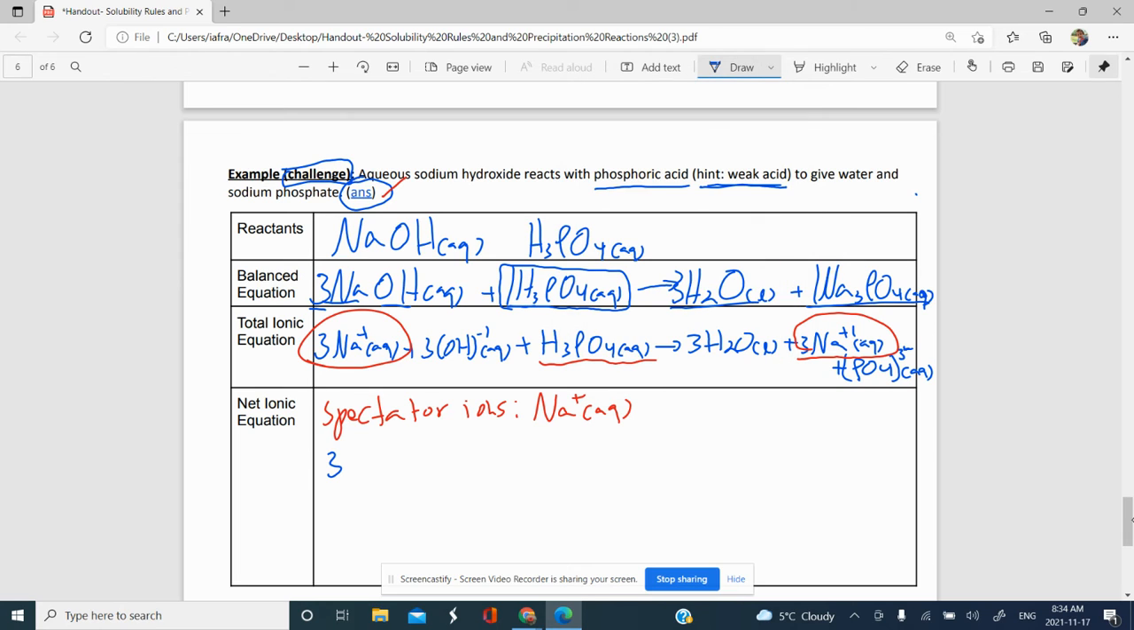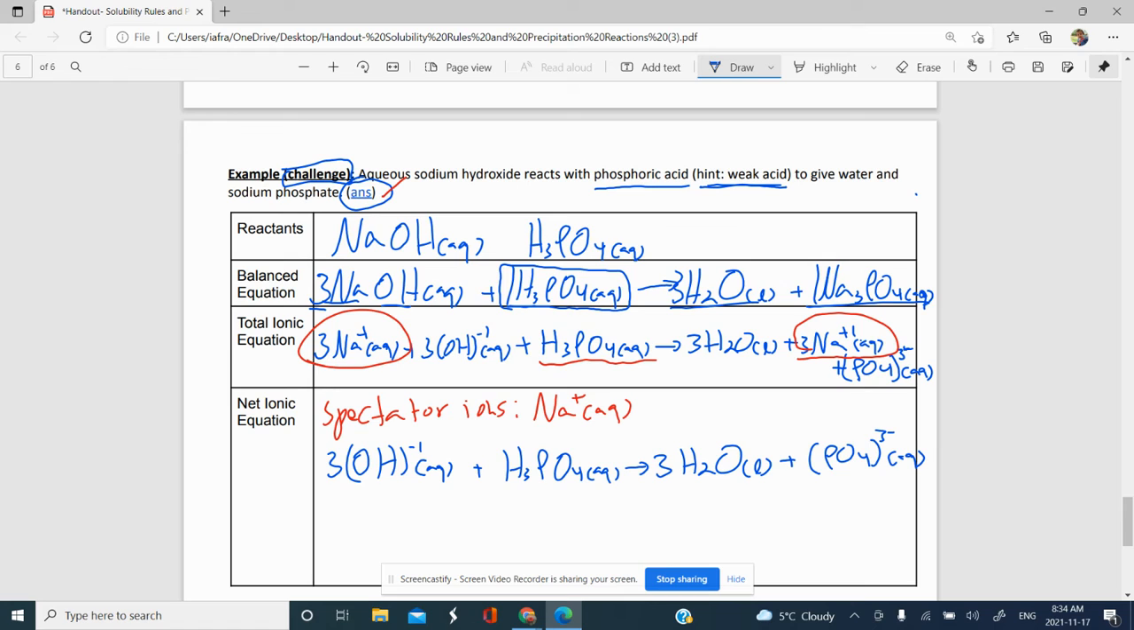We have 3OH⁻(aq) plus H3PO4(aq) produces 3H2O(l) plus PO4³⁻(aq).